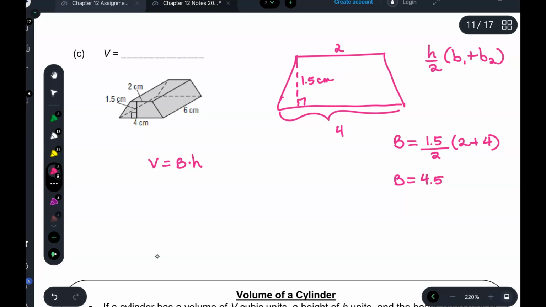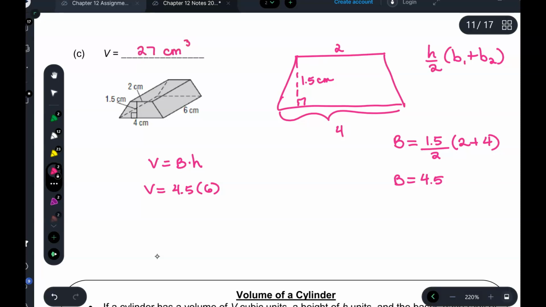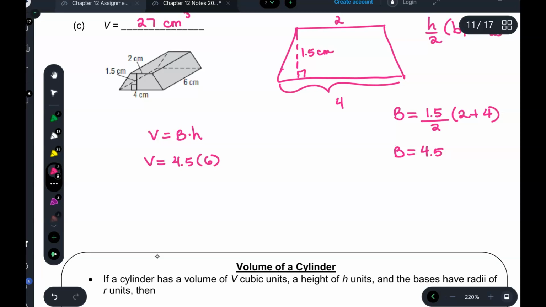Okay, so now 4.5. V equals 4.5 times, what's the height? 6. 27 cubic centimeters. See, this is a bit easier than having to do surface area, right? It's a lot easier just to find the area of the base and multiply by the height. Good. Does it get harder? No? Or is it the same thing?